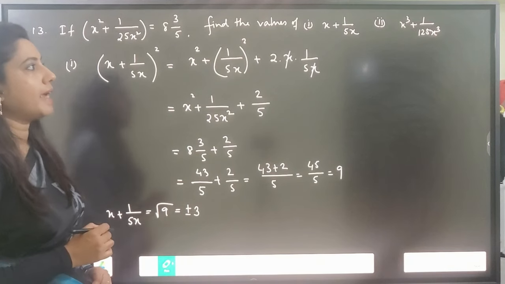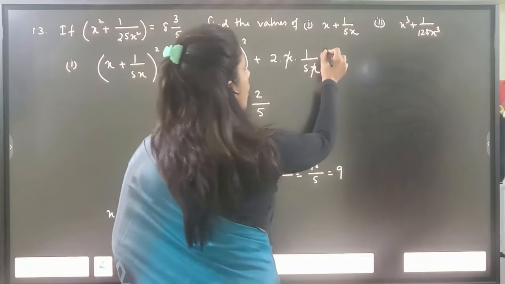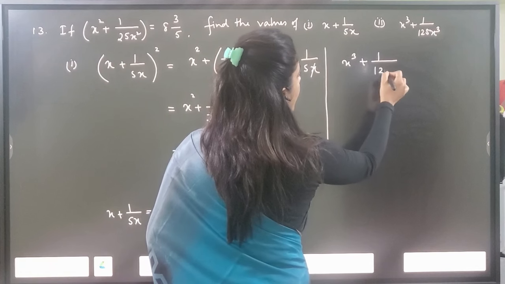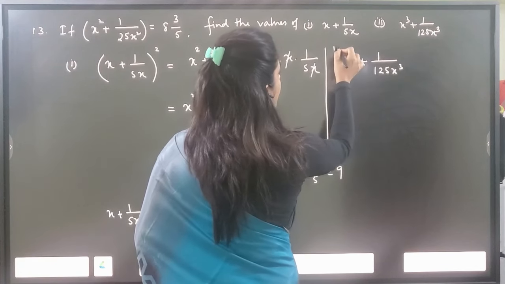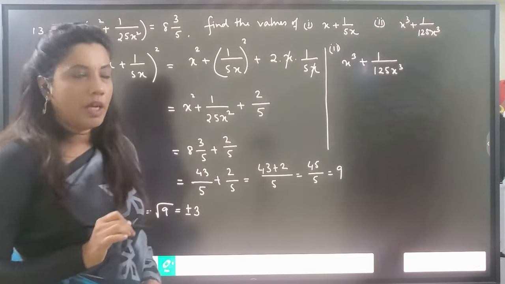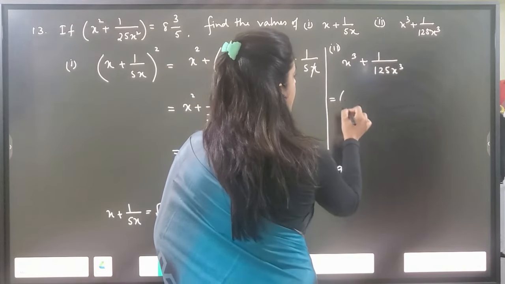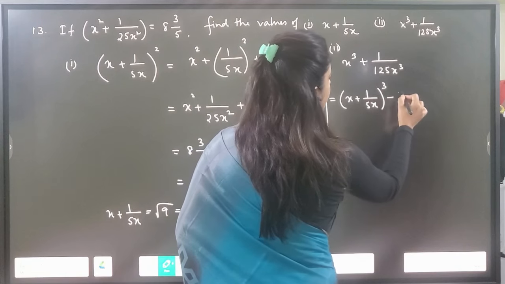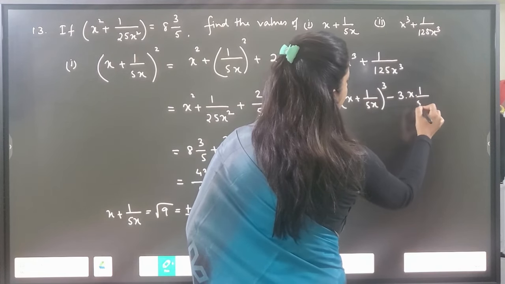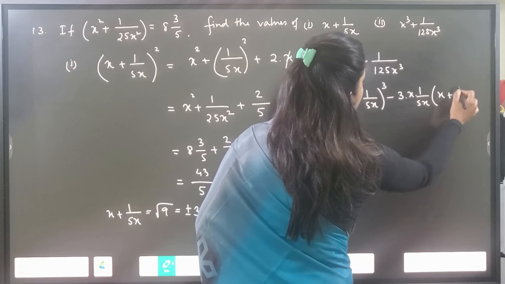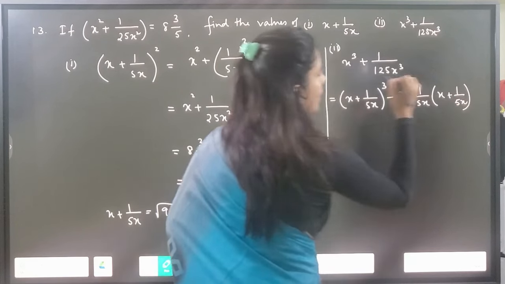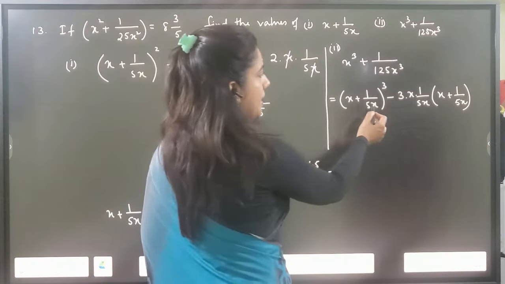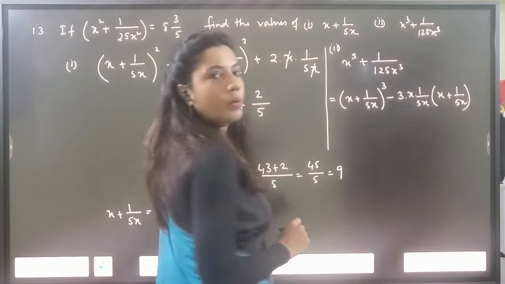Now the second answer, x cube plus 1 upon 125 x cube. I am doing it here. x cube plus 1 upon 125 x cube. So here you can say this is a cube plus b cube. Now what's the value of a cube plus b cube? It's a plus b whole cube minus 3 into a into b whole into a plus b. I wrote this formula 2-3 times before also. A cube plus b cube is a plus b whole cube minus 3ab whole into a plus b.